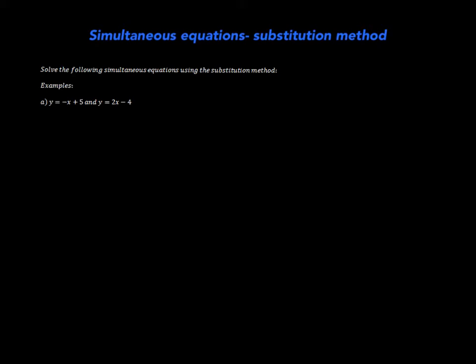For our first one, we want to solve the following simultaneous equations using the substitution method. y equals negative x plus 5 and y equals 2x minus 4. So what we're going to do is substitute one into the other. If 2x minus 4 is what y equals, then it equals negative x plus 5. Now we have our equation.